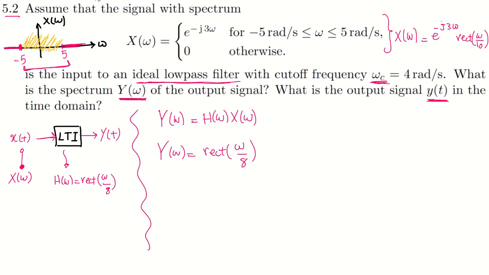X of omega is e to the power of minus j times 3 times omega times rectangular function omega over 10. So let me write it in this way: rectangular function omega over 10 times e to the power of minus j 3 omega. So this is the Y of omega. Well, can I further simplify this?